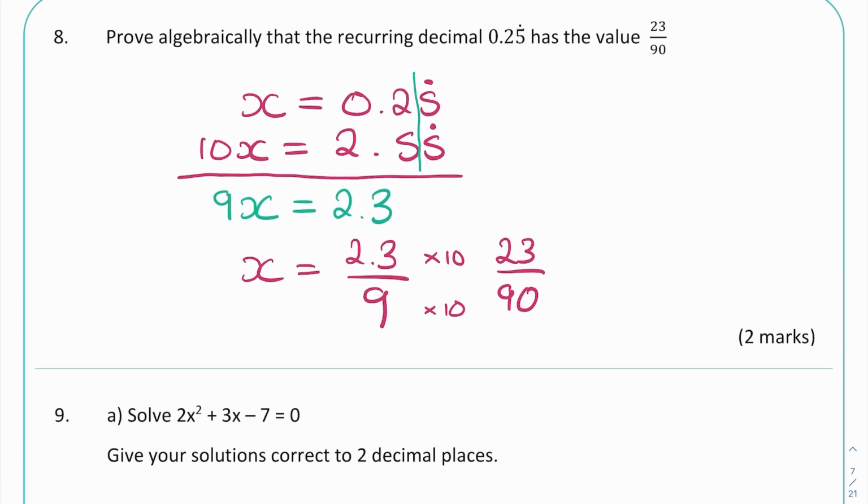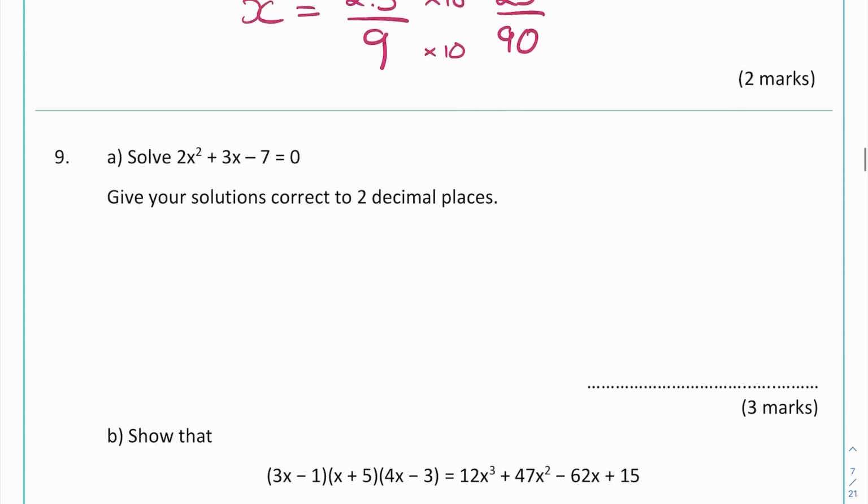Of course there are different methods that you can use to do this. You can also find the 10x and the 100x, and when you take them away you straight away get 23/90. Completely up to you. But there we go, we've proved that using algebra.